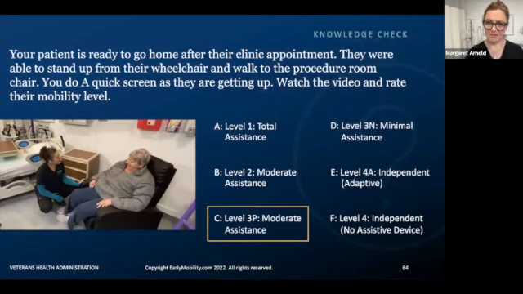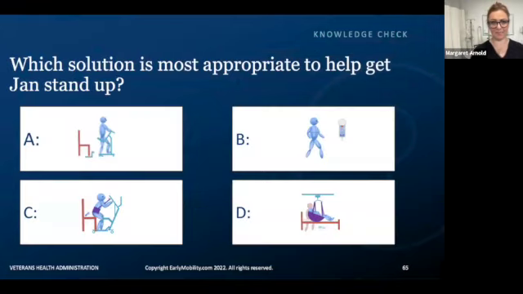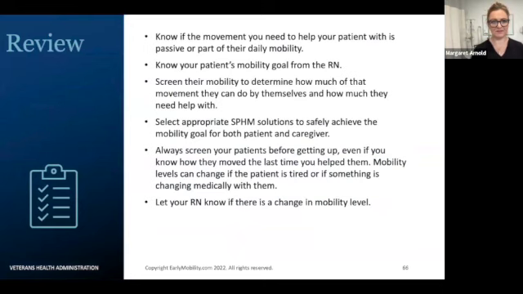What is this person's mobility level? They are level 3P, moderate assistance. They need help. They need power to stand. Which solution would you use? We're going to use C, a powered stand aid.